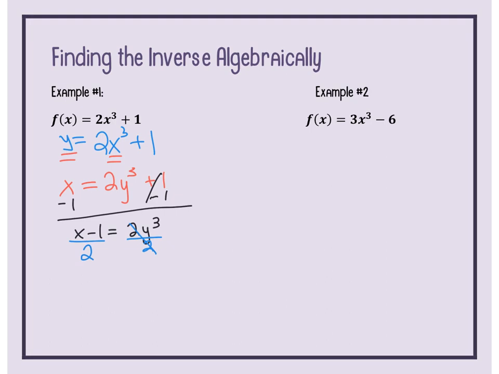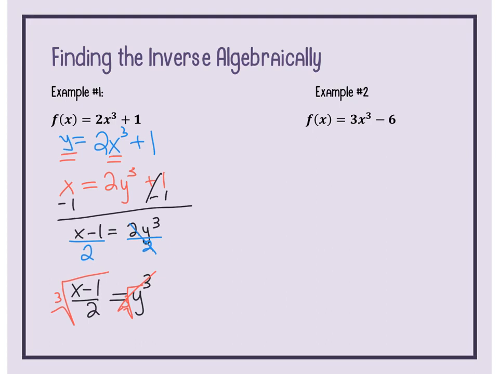Now, how do I get rid of a cube? Again, opposite of cubing something is taking the cubed root. So I'm supposed to take the cubed root of both sides. I'm going to go ahead and rewrite it. This is what I have. And now the next step would be to take that cubed root. So the cubed root has a radical with the 3, and a radical with the 3, and those are going to cross out.